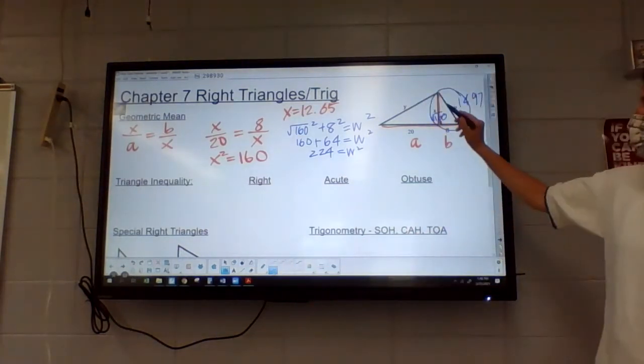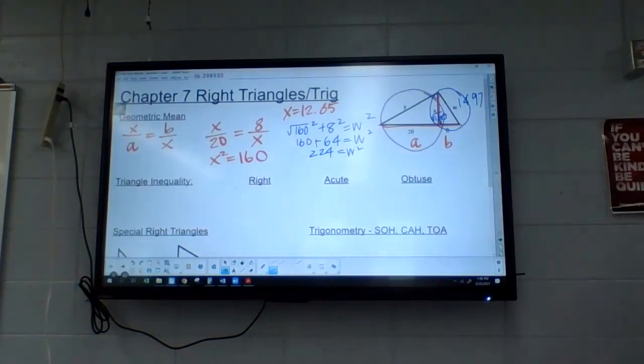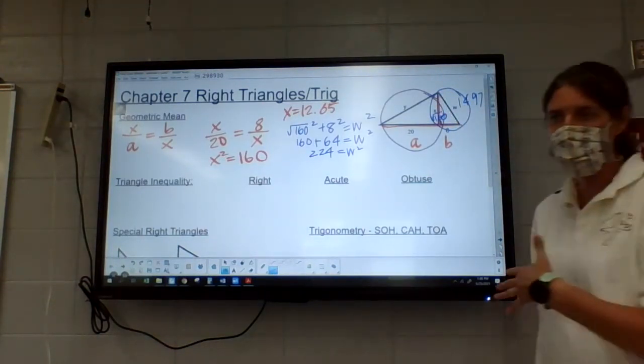And then I would have to do the same thing for y. I'm not going to take the time to do that, but I would have to do the same thing with y with Pythagorean theorem.